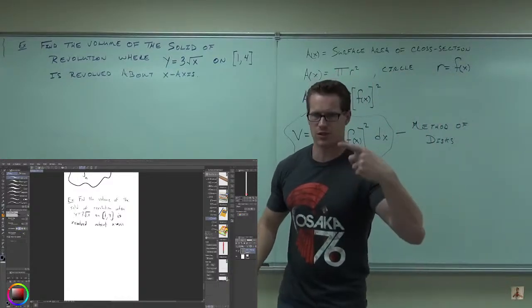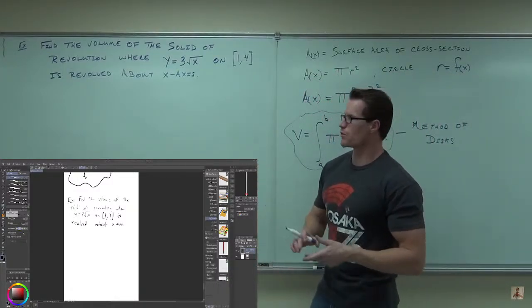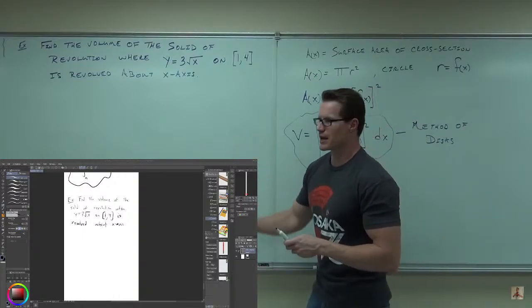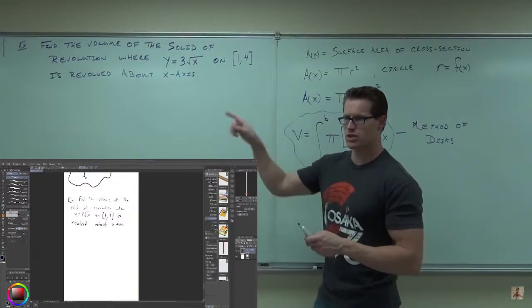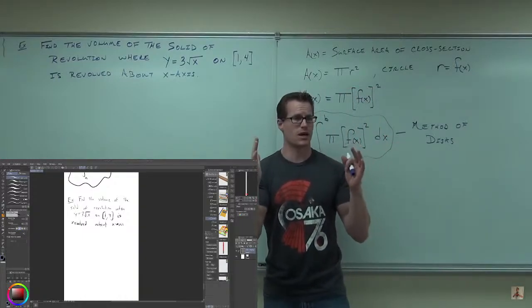That means we're going to be revolving something, of y equals 3 root x on the interval 1 to 4, and that's being revolved about the x-axis. So we're going to be making some circular shape. It's revolved around the x. That means it can have perpendicular sides. It means we can do the slicing thing.